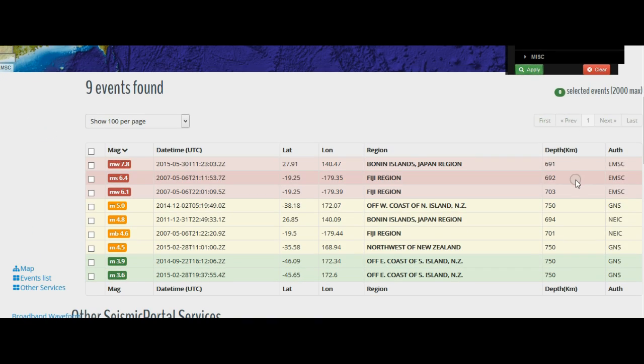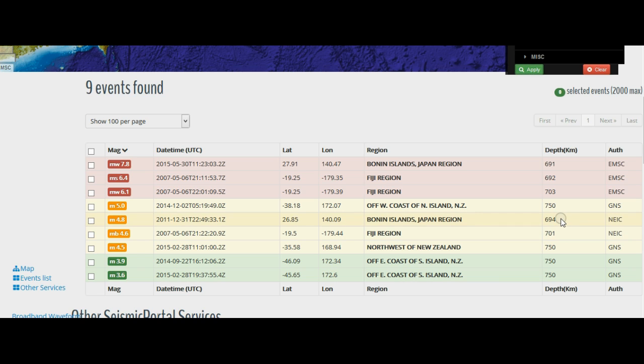3 goes to 9. So this is the deepest by far, 6.4, 6.1, and then a 5 down the line. And if you look, 4 of them are New Zealand. So North Island, Northwest, and then 2 off the south of New Zealand. And those are deep. So they're all at 750.